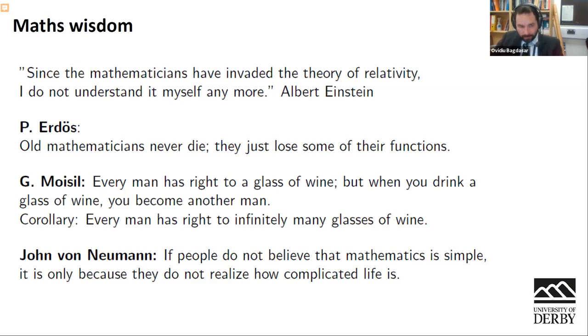Grigore Moisil was a very famous Romanian mathematician, acknowledged by OCMA as father of computer science as well for his contributions. He was saying that every man has the right to a glass of wine, but when you drink a glass of wine, you become another man. So the corollary is that every man has the right to infinitely many glasses of wine. And I like this quote very much by John von Neumann, another father of computer science, another great contributor.